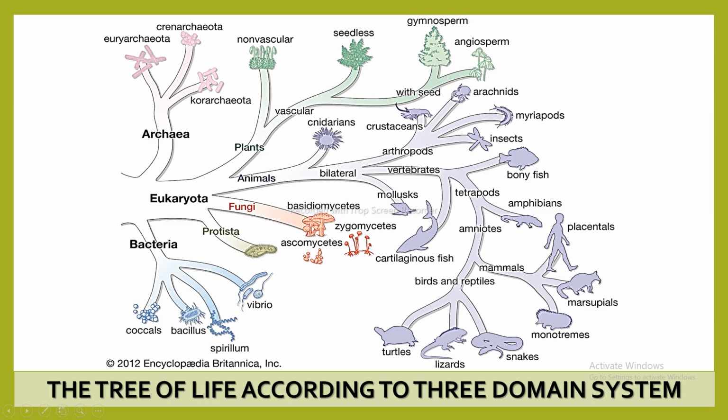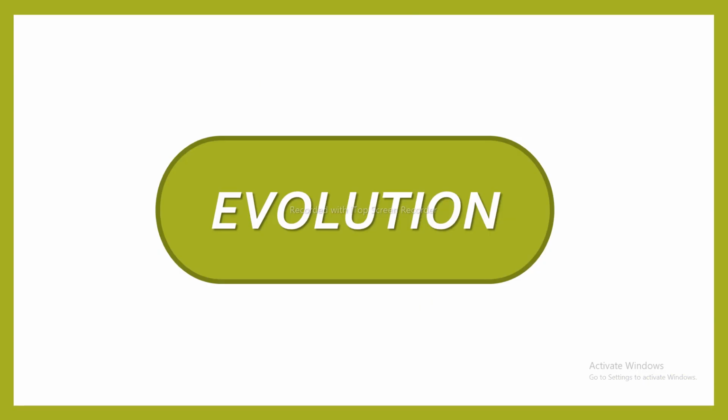So the third domain, bacteria, is divided into the Vibrio, and next is the spirillum. This is bacillus and this is cocci, as shown in the figure. So this is the tree of life, according to the three domain system, as shown in the figure.